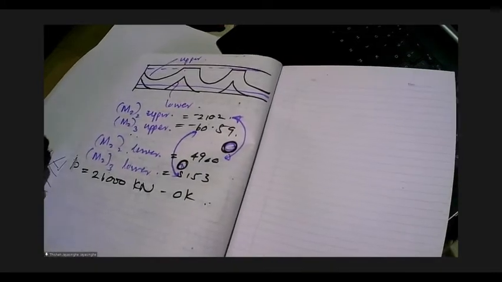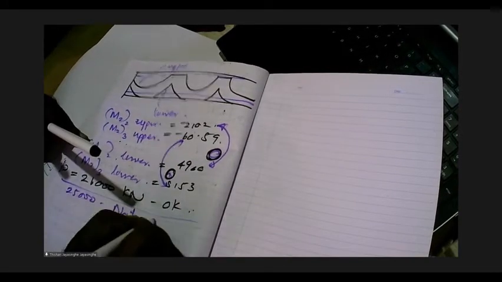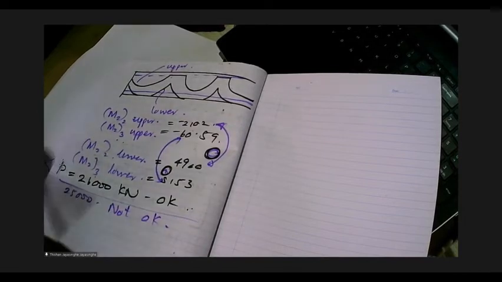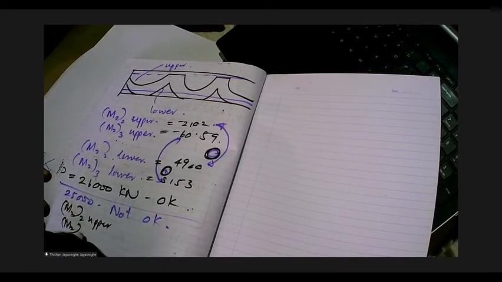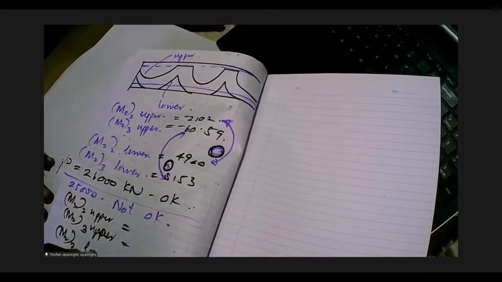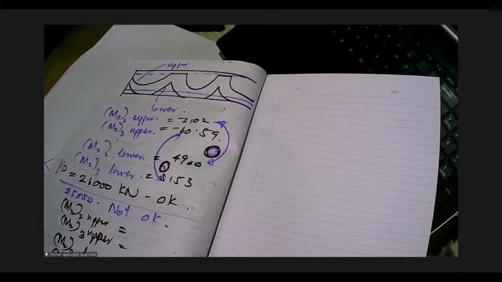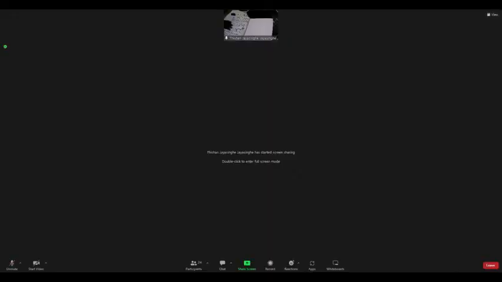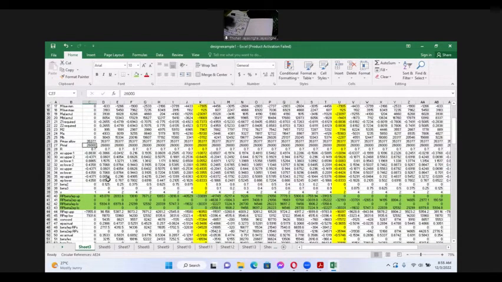But what will happen if you use 24,000? Then let's say 25,000, not okay. Let's see why. So let M2 3 upper, M2 2 lower. Let's substitute 24,000 in the spreadsheet. I'm going to substitute 24,000.